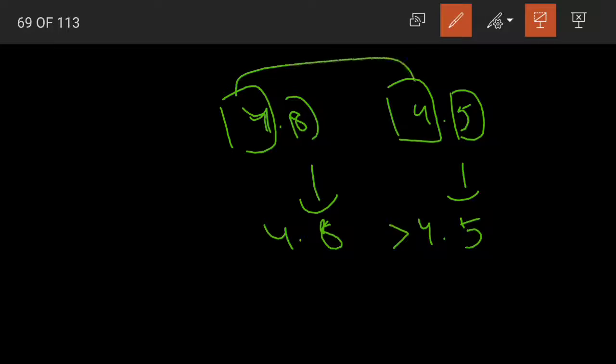First we looked at the whole number part. The whole number part for both the given numbers is the same. So that is why we went with comparing the decimal part. Now here the decimal part is 8 and the decimal part is 5. 8 is greater than 5. So 4.8 becomes greater than 4.5. It is very simple, children, just as we compare the normal numbers.